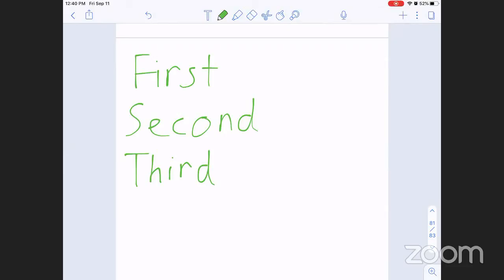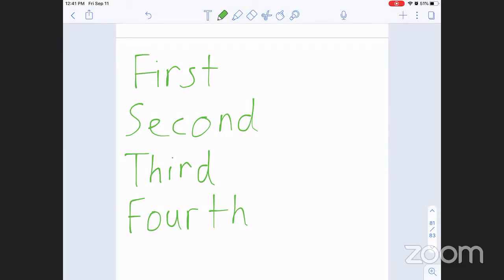What if I hand you a ribbon and it has a big old 4 on it? What place is that called? McKenna? Fourth with a TH. A lot of our ordinal words, a lot of our ordinal numbers have the TH on the end of them.